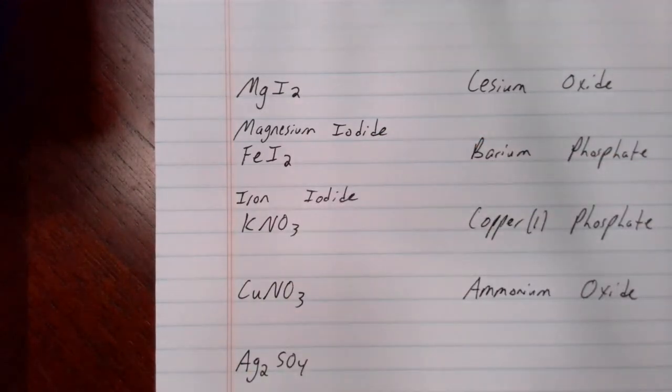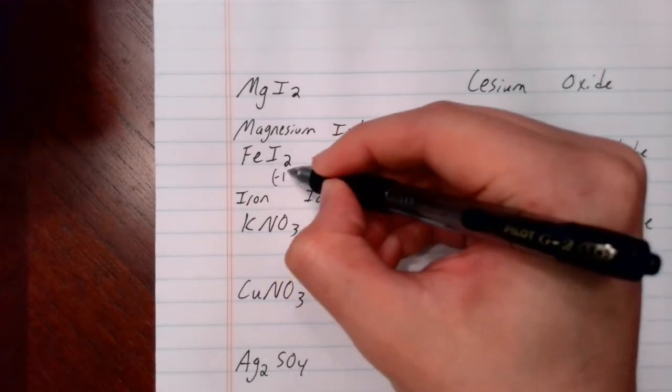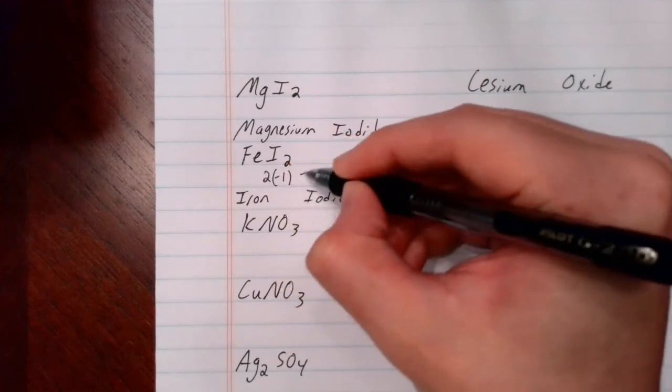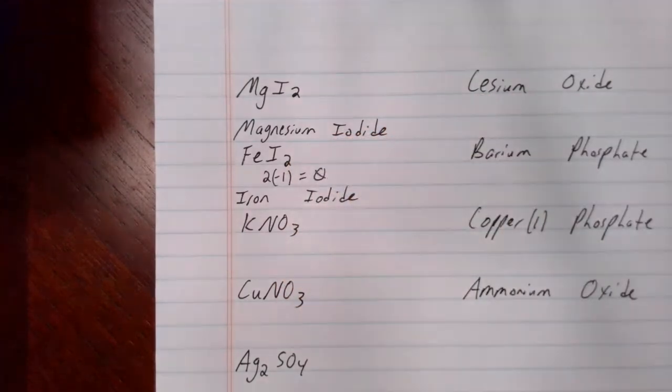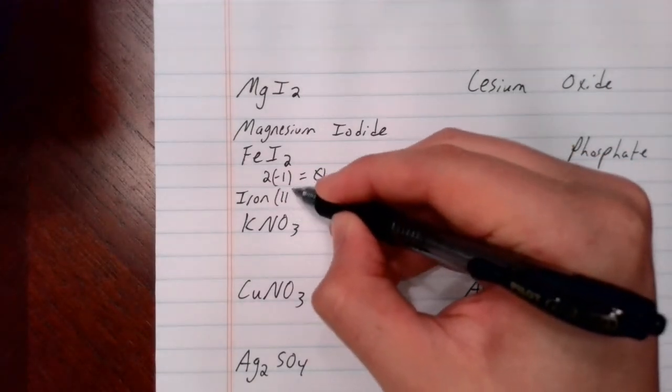but I'm not done. Iron has a variable charge, so I have to recognize the transition metals when I see them. So I have to go back and figure it out. Iodine has a -1 charge, but I have 2 of those. So what does iron's charge have to be to cancel out that -2 from the iodine? Yes, it has to be 2.